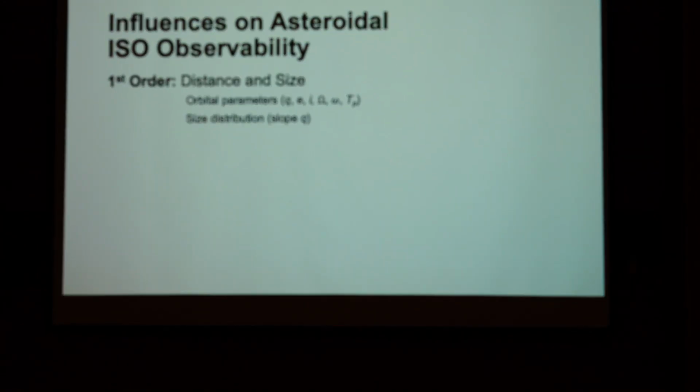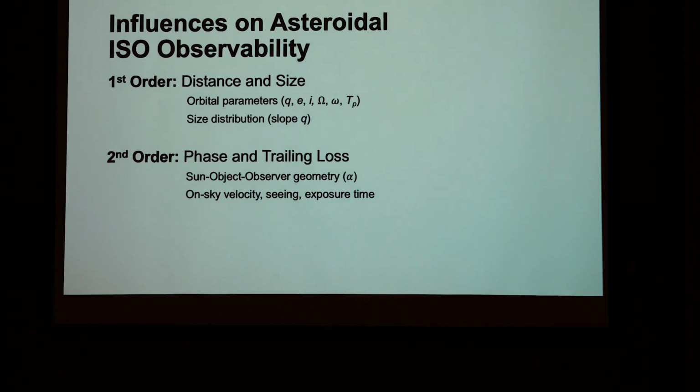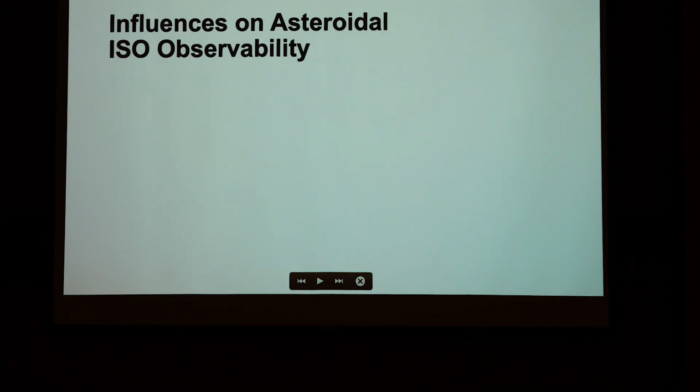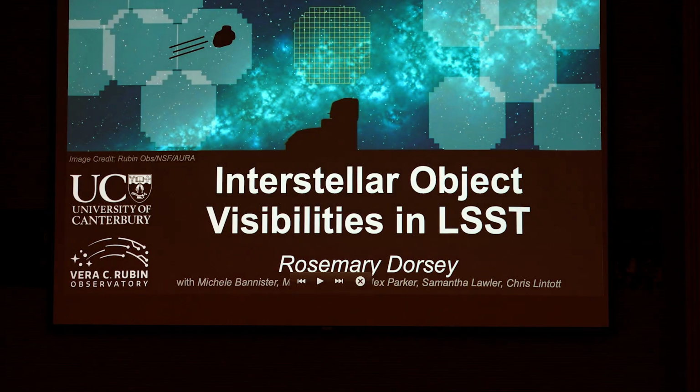Alright, hello, I'm here to talk to you about the observability of interstellar objects in LSST. We know that interstellar objects are going to be detected by LSST and they're going to tell us a lot about planet formation, but what hasn't been quantified as much is exactly what types of interstellar objects we're going to see or how easy it'll be to observe them. So that is the content of my talk today.